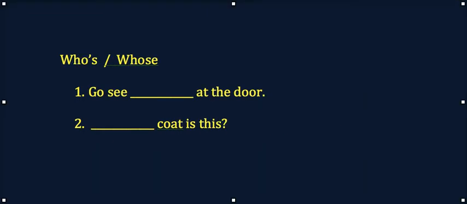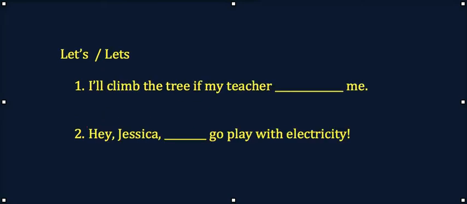Onward to who's and whose. Go see who's at the door, and whose coat is this? Write down your answer, hit pause, unpause it as I tell you it is. Go see who is at the door. Get rid of the i, who's at the door. And the possession for the next one, whose coat is this? Who possesses this coat?